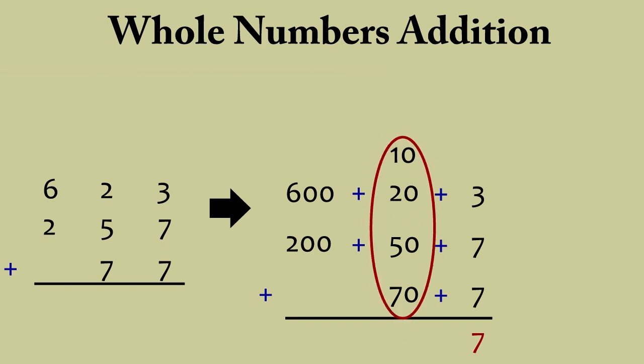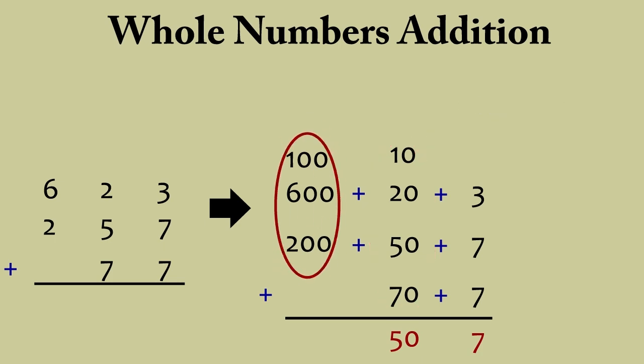Now add tens place values, it becomes 10 plus 20 plus 50 plus 70 equal to 150. It is again greater than 100. So write 150 equal to 100 plus 50. Place the tens place value 50 below the tens place values and 100 above the hundreds place value. Now by adding hundreds place values, it becomes 900. Now adding 900 plus 50 plus 7, it becomes 957.